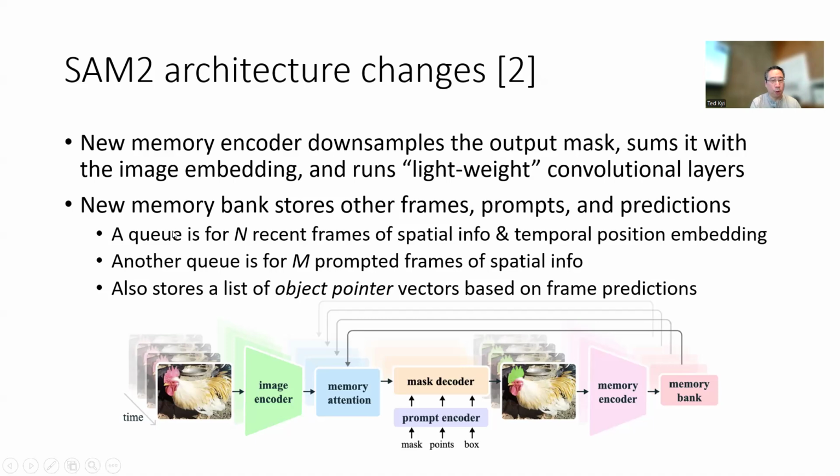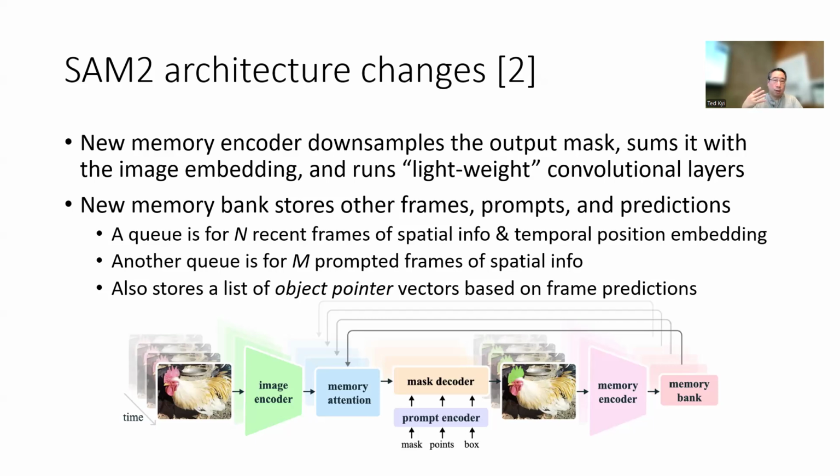They have a queue for some number of recent frames. And this has the spatial information as well as the temporal information. So this was 1 frame ago, this was 2 frames ago, this was 3 frames ago. They have a separate queue, which is all the frames where you've prompted it. So this means that you have ground truth information, and so it's kind of important.